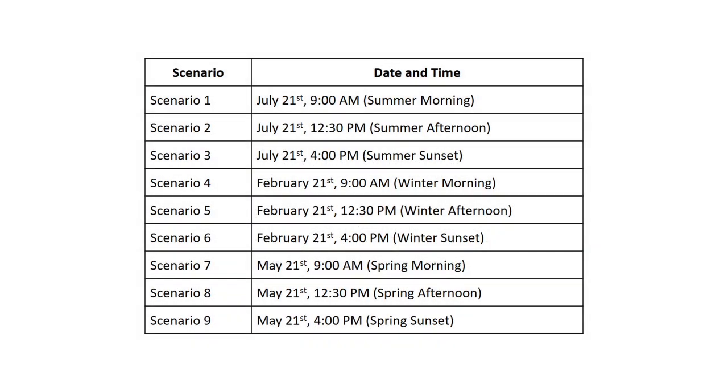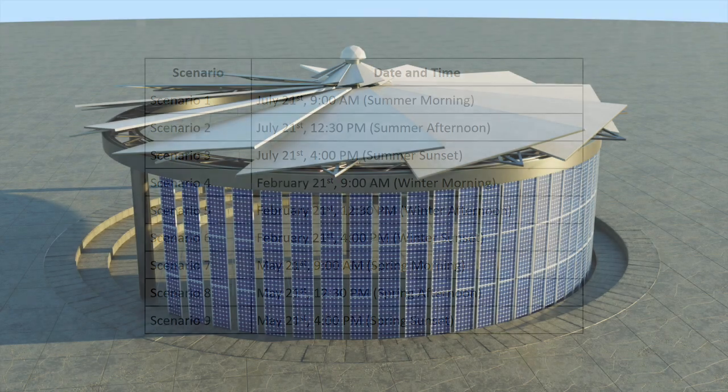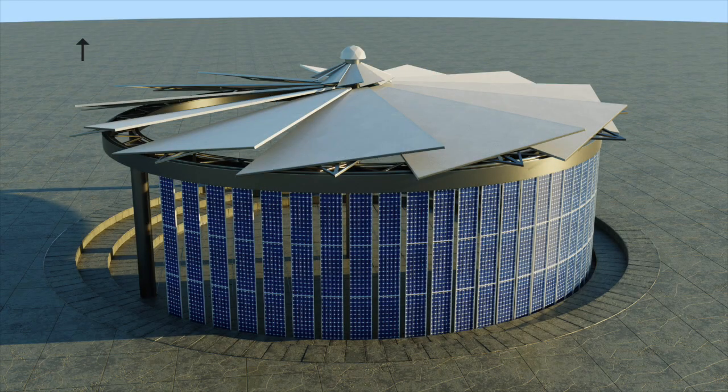The various weather conditions of the proposed location have been studied for an effective pavilion response. Accordingly, we have developed 9 dynamic strategies to represent the pavilion's functional interaction with the environment. Scenario 1 and 7 represent summer and spring morning. The PV panels are accumulated at the east side and are gradually separated towards the west, toward the south. The roof of the pavilion is closed to prevent heating.